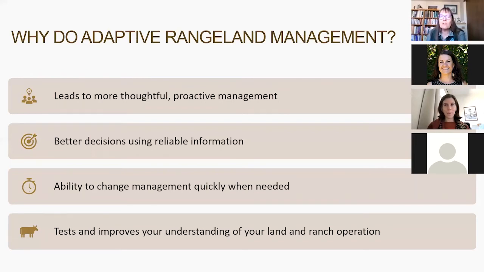And then why do adaptive management? I really feel like adaptive management helps us to be much more proactive rather than reactive. It helps you be thoughtful about what might be needed for your land and how you might make improvements. It helps you make better decisions because you're relying on information that you've collected in the field and you understand what's happening on your land. It also provides you with that ability to make management changes quickly by being in tune with what is changing on the land and what you could be improving.